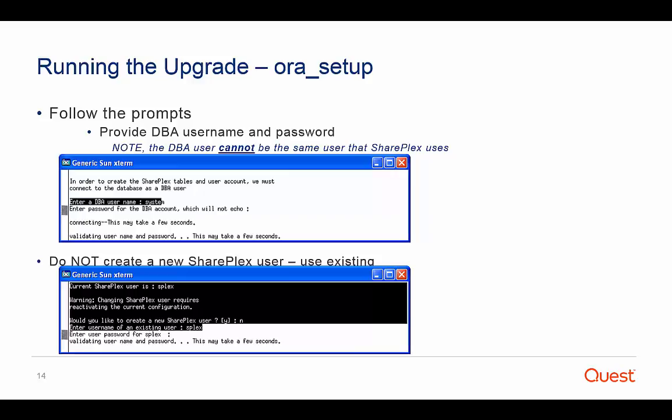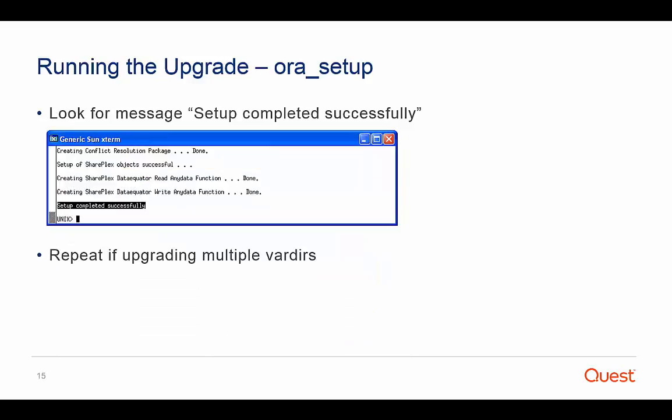You will need to know the name and password for the DBA user and also the name and password for your current SharePlex user. Please note, the DBA user you specify cannot be the same user that SharePlex uses, even though the SharePlex user does have DBA privileges. When prompted to create a new SharePlex user, enter No and select your current SharePlex user. Once ora_setup completes, you will see a message, Setup completed successfully.